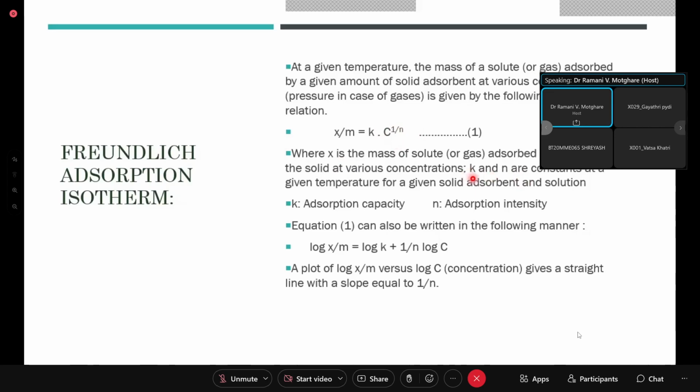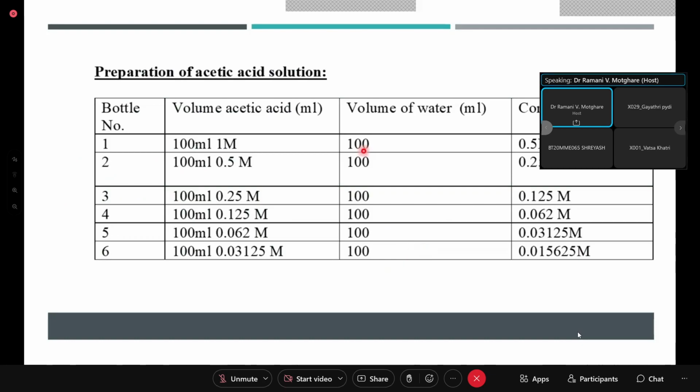So K and N are constants at a given temperature, and the test for the Freundlich adsorption isotherm, or the linearized form, is this: this is your ordinate, and log C will be on your abscissa, that is the x-axis. The intercept on the y-axis is the log K value, and 1 by N is the other constant, which is the slope of the curve. Okay, so you are supposed to prepare these concentrations. First of all, a stock solution of 1 molar acetic acid is prepared, and from this stock solution you prepare these serial dilutions.